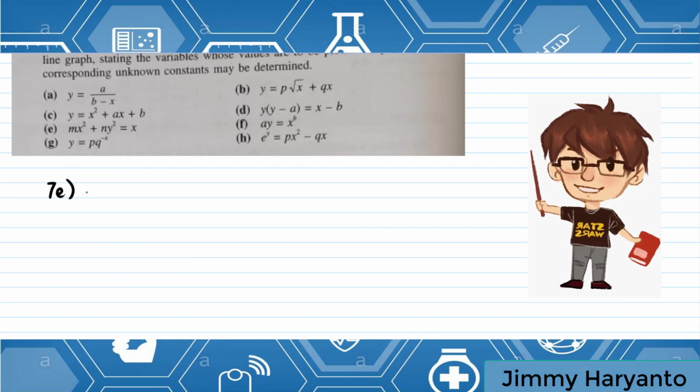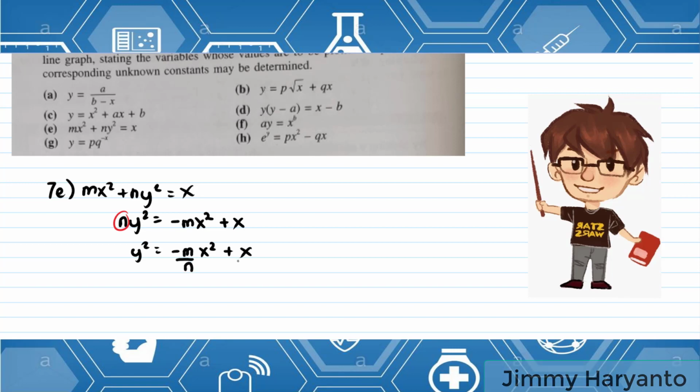And then 7e, mx squared plus ny squared equals x. Okay, for this one we have to divide, I think. So I will write ny squared equals, first you have to move the mx squared to the right side, negative mx squared plus x. Okay, and then we have to move the n also to make it y squared only. Y squared equals negative mx squared plus x, this one is over n, this one is also over n.